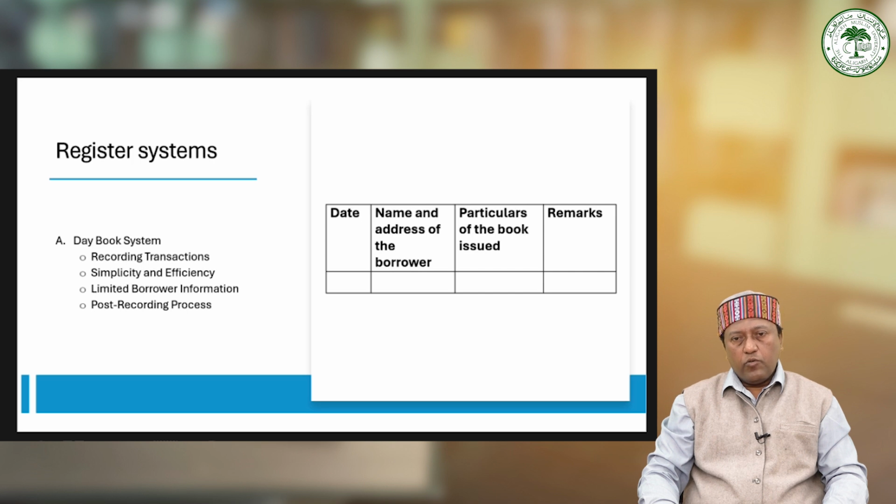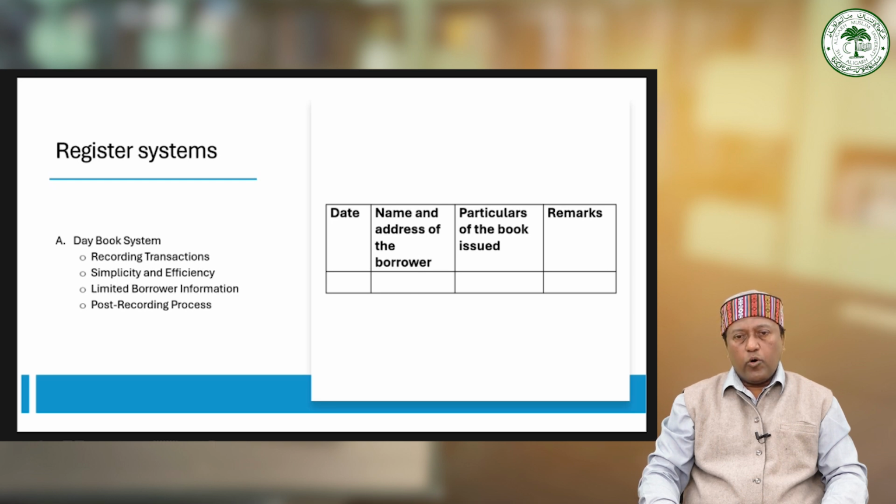So how it worked was recording the transaction. Each day, the library staff would record all the transactions that occurred, including books borrowed by the patrons, returns, renewals, or any other relevant activities. And these records were maintained in a single register designated as the daybook. As I told you, this is simple and efficient. The daybook offered a straightforward and efficient way to track daily library activities.